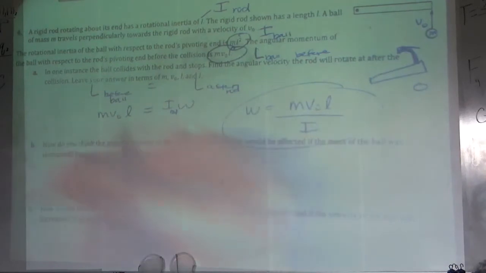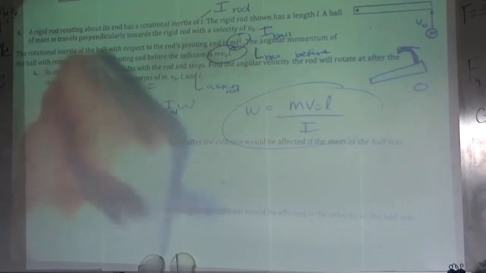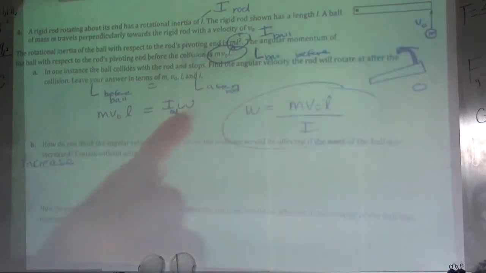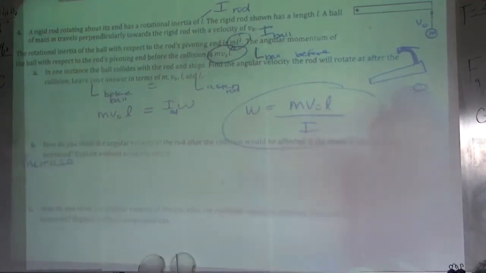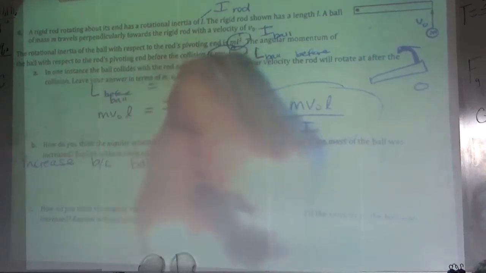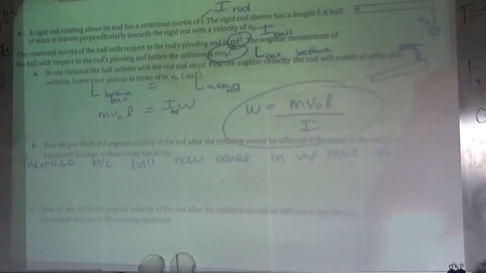So definitely you should say that your angular velocity would be going faster, it would increase. And now our explanation would be, okay, well, why would a bigger mass mean that the rod goes faster? Well, a bigger mass means that it's coming in with more angular momentum. In the collision, this stops and gives all of its angular momentum to the rod. So if this comes in with more angular momentum, then the rod has more angular momentum after. And if the rod has more angular momentum, then it's going faster. So that's our reasoning without using equations. So the omega would increase because the ball now comes in with more angular momentum.